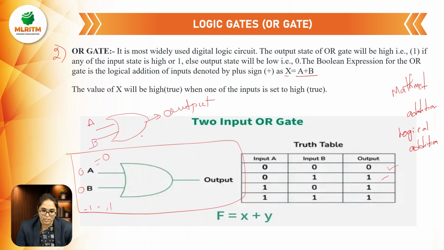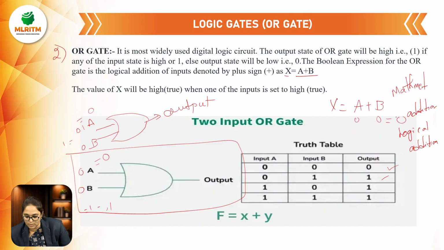What is the major condition in the OR gate? If any of the two input values is 1, then the result is 1. If both input values are 0 and 0, then the result is 0. The Boolean expression is X equals A plus B. A equals 0 and B equals 0 results in 0. So 0 plus 0 is 0, 0 plus 1 is 1, 1 plus 0 is 1, and 1 plus 1 is equal to 1.